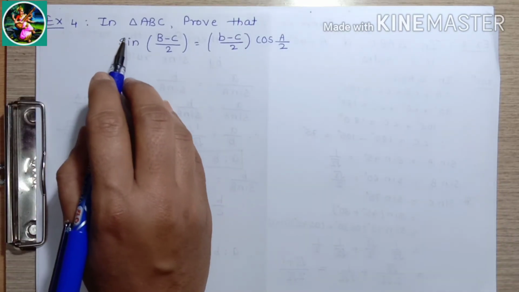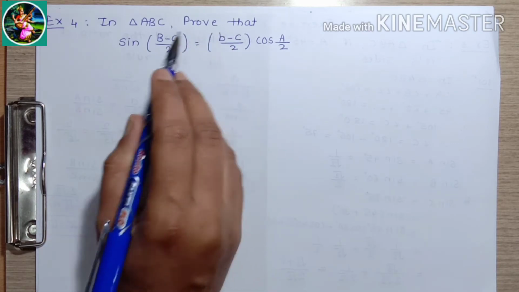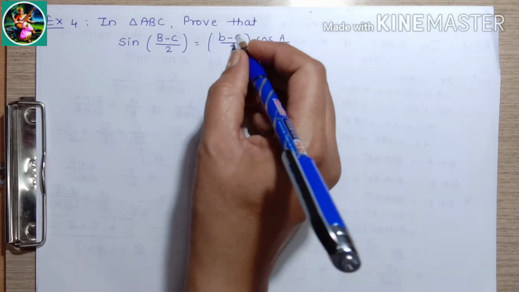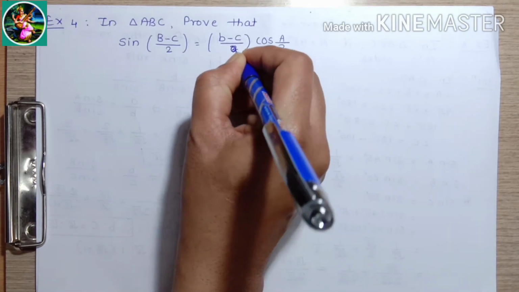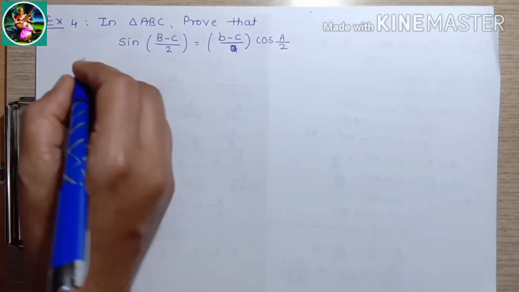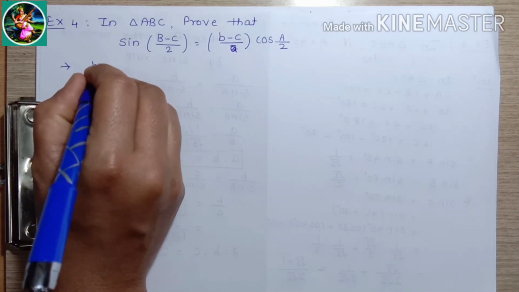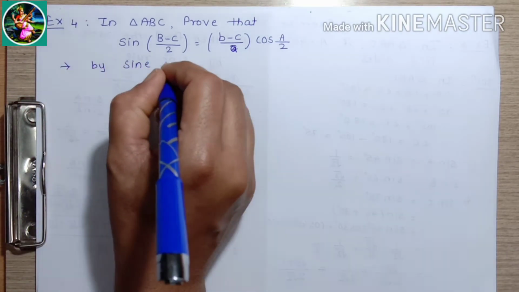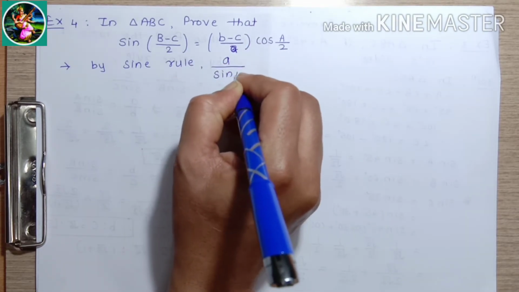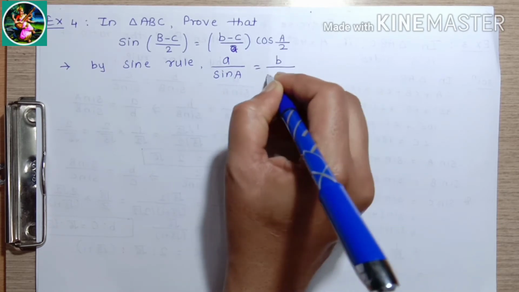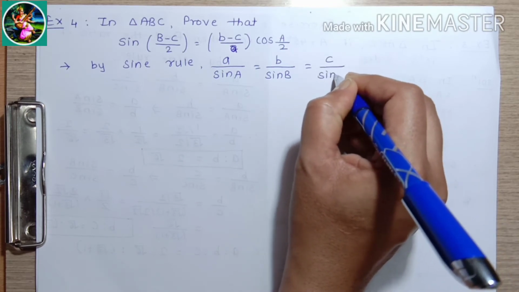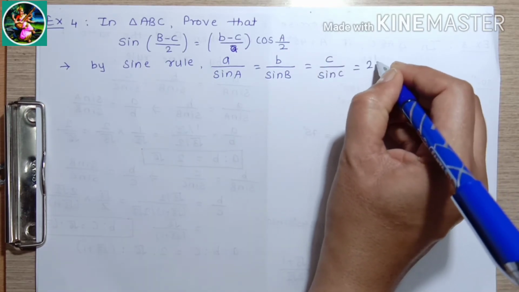Question number 4. In triangle ABC, prove that sin of (B minus C) upon 2 is equal to (B minus C) divided by A into cos of A upon 2. Okay, we know by sine rule that A divided by sin A is equal to B divided by sin B is equal to C divided by sin C is equal to 2R.